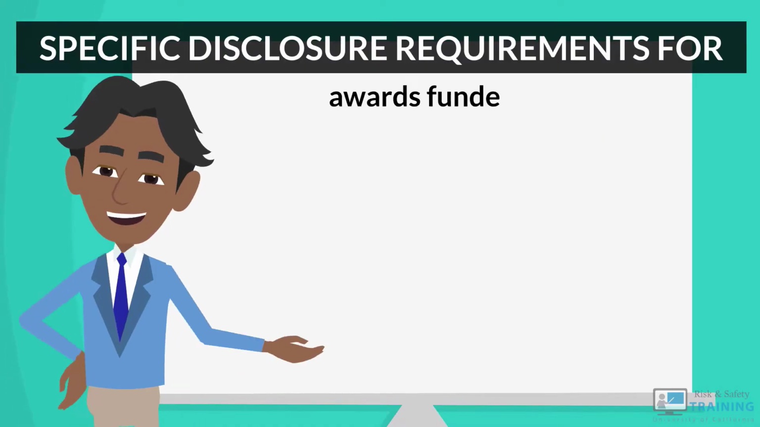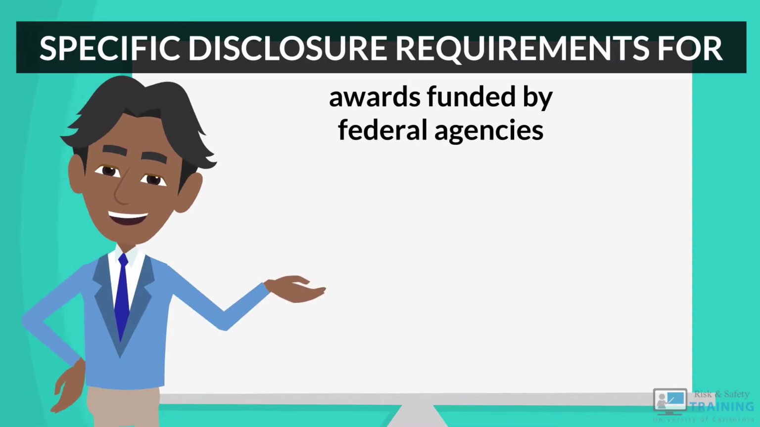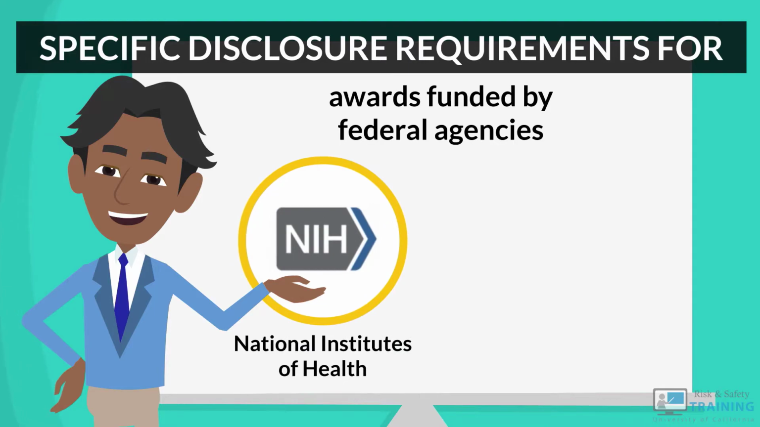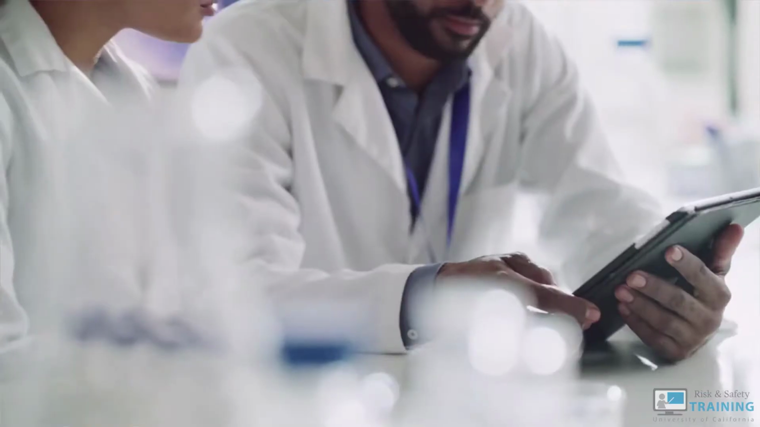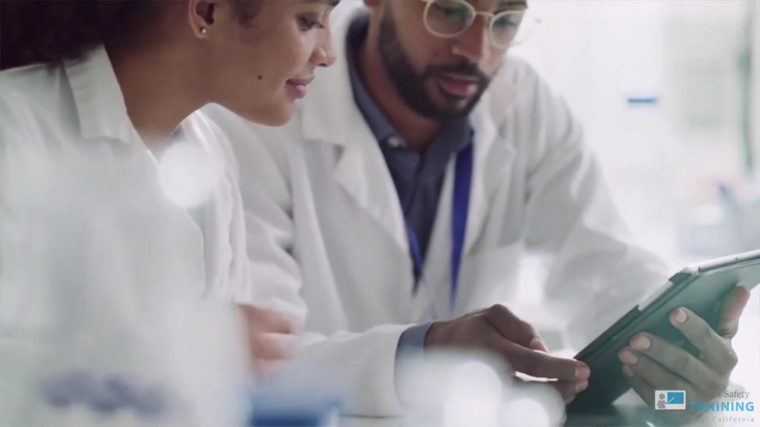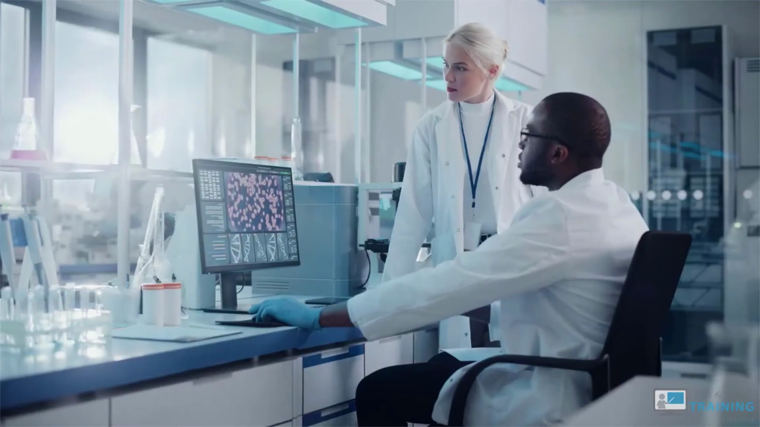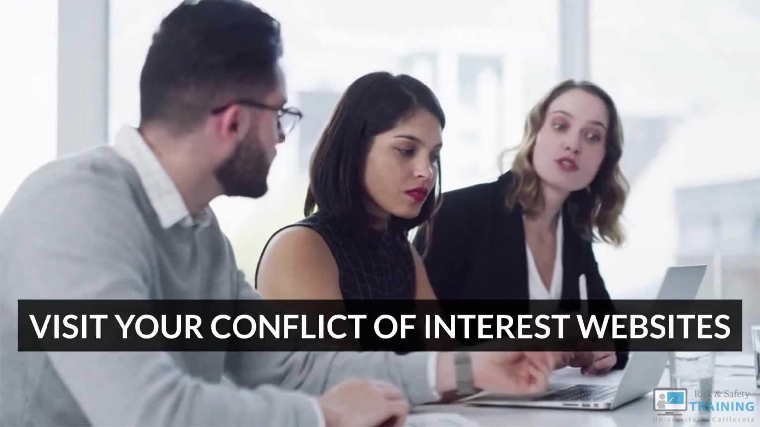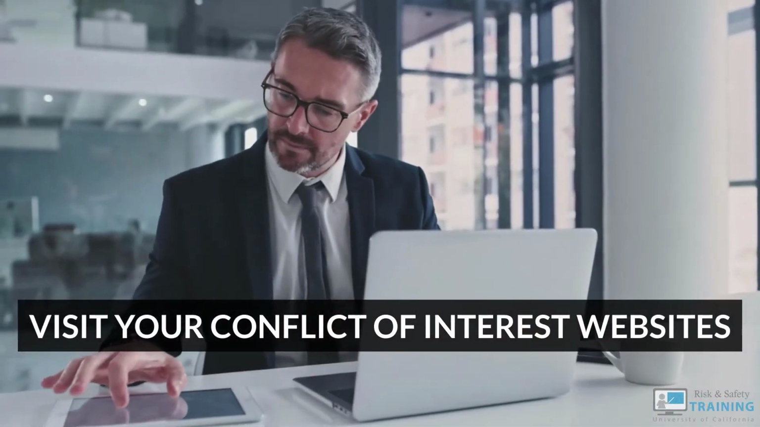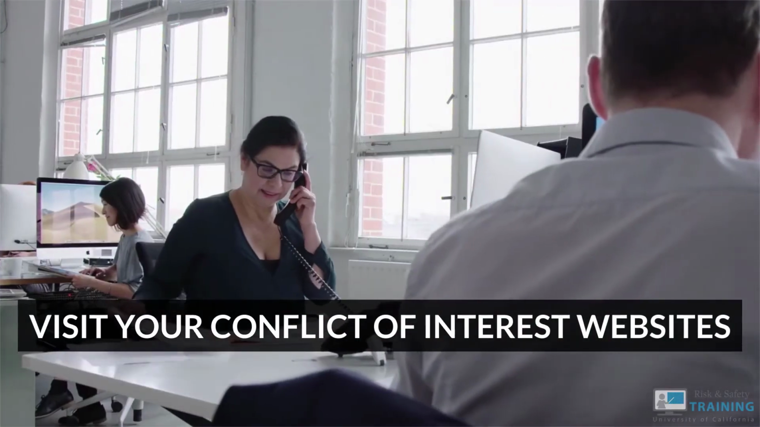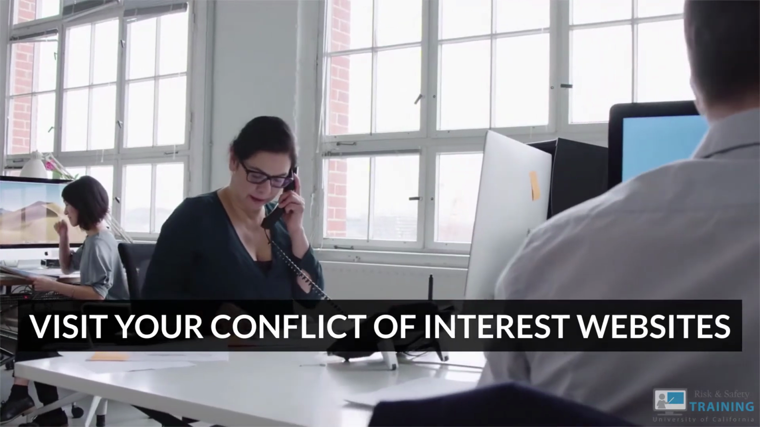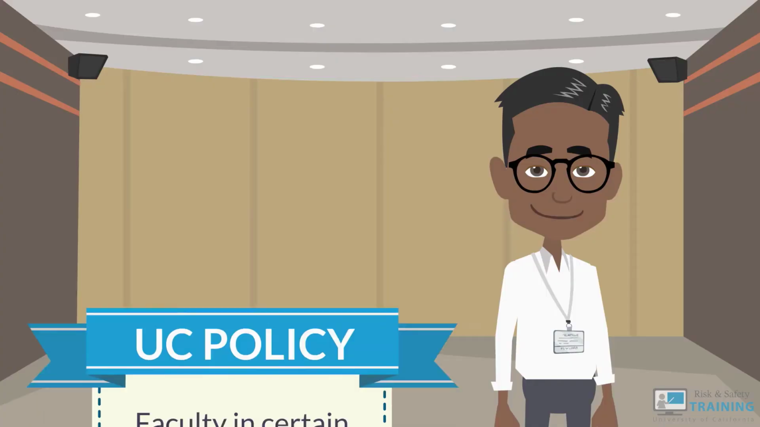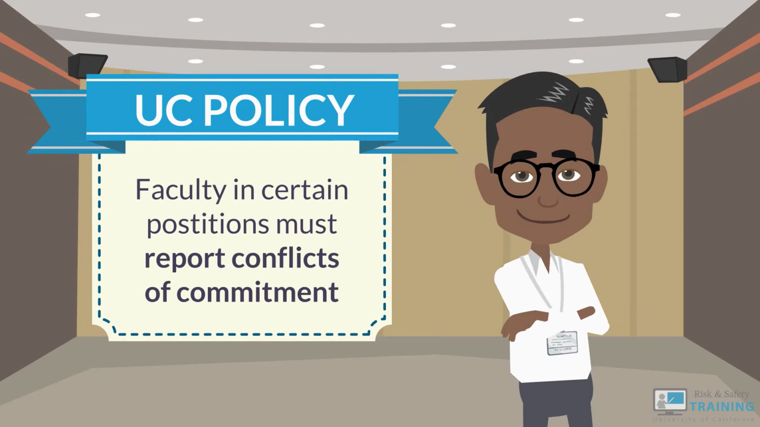Remember, there are specific disclosure requirements for awards funded by federal agencies, like the National Institutes of Health and the National Science Foundation. Your campus may also have separate disclosure processes for financial interests related to human subjects research. Visit your campus and UCOP conflict of interest websites to learn more about disclosure forms, timing, and the process of disclosures. Per UC policy, faculty in certain roles must disclose or report outside professional activities.